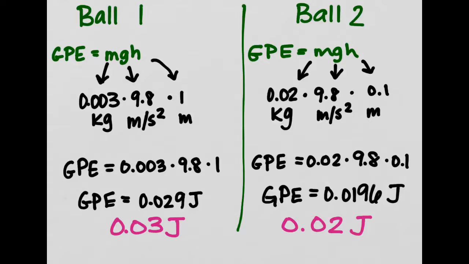Well, it looks like ball 1 is going to be my winner. Even though it's a lot smaller, it was farther from the ground. But remember how I said that I might expect both of these to be very similar, because even though one of them was much bigger, it was much closer to the ground? Well, there's my sense.